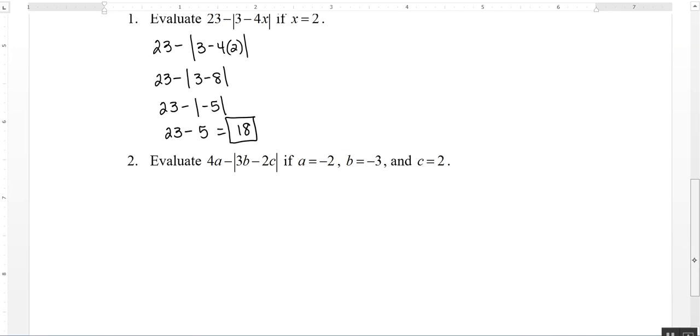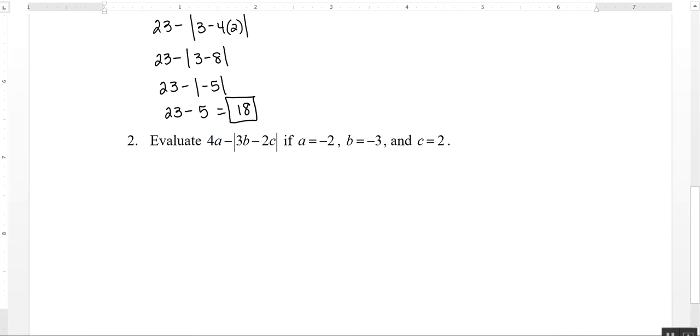Let's take a look at this next example. It says evaluate 4a minus the absolute value of the quantity 3b minus 2c if a is equal to -2, b is equal to -3, and c equals 2. So again, my first step is going to be to plug in those values. So 4 times -2 minus the absolute value of 3 times -3 minus 2 times 2.